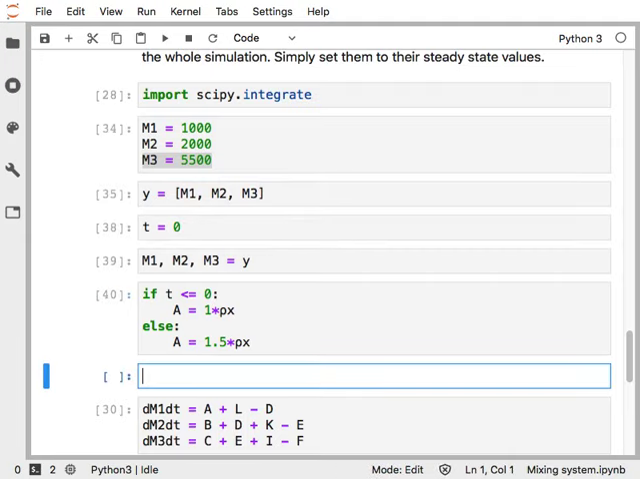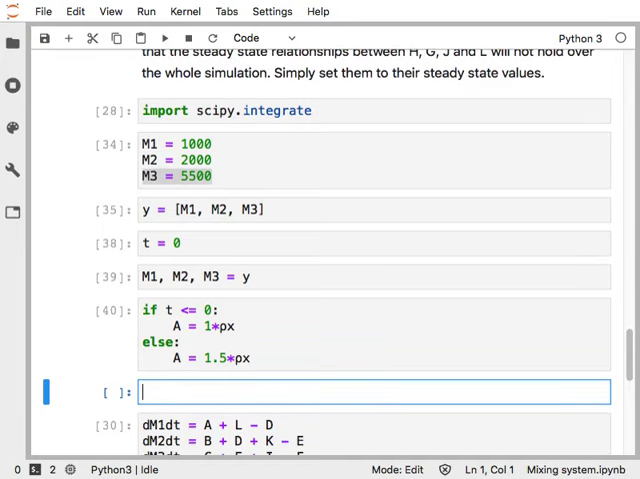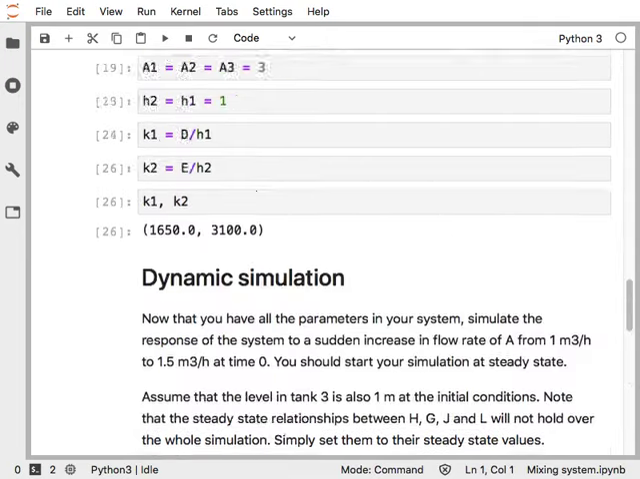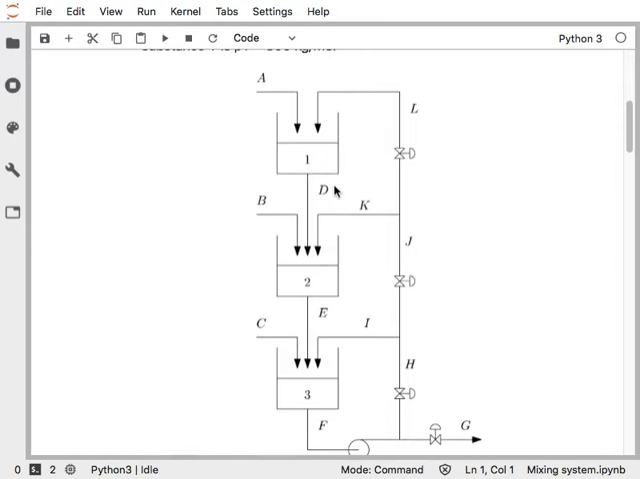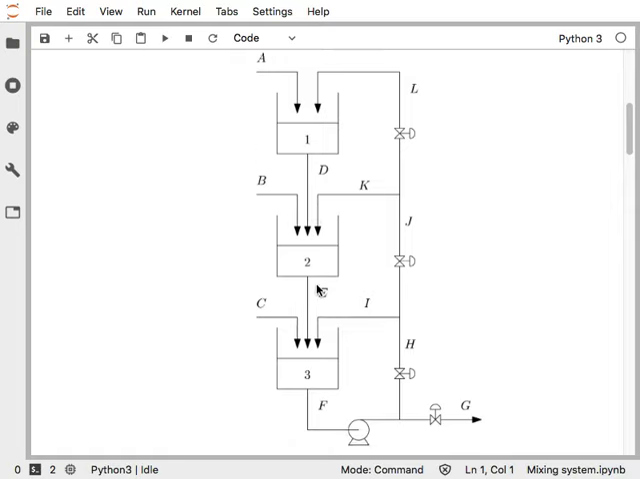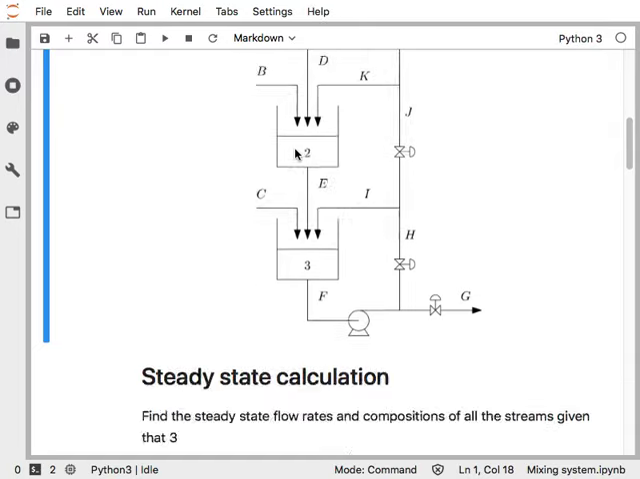Now I have to calculate these other values. So I'm just going to assume. So now I'm going to get the flow rates out of these tanks, right? So I can use the discharge coefficients that I've calculated. So D is going to be equal to H1 and E is going to be equal to H2 times their respective discharge coefficients. So D and E are 1 and 2.